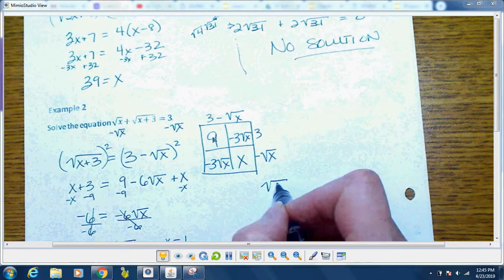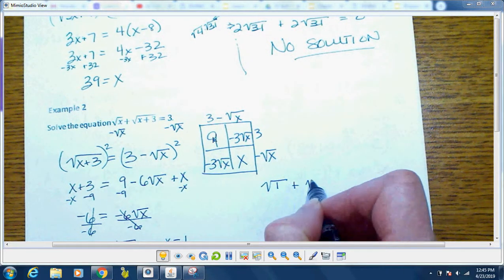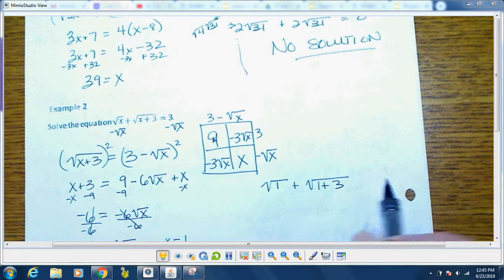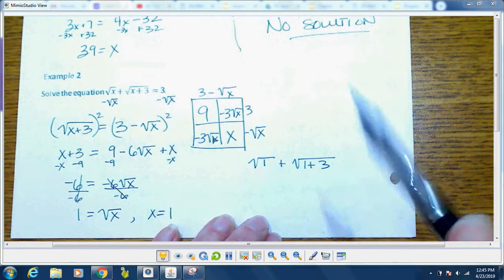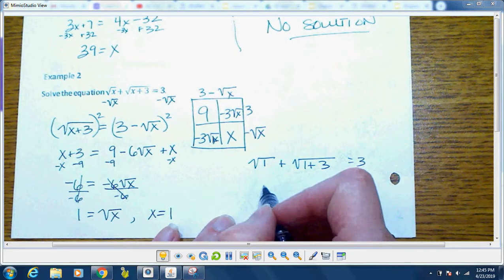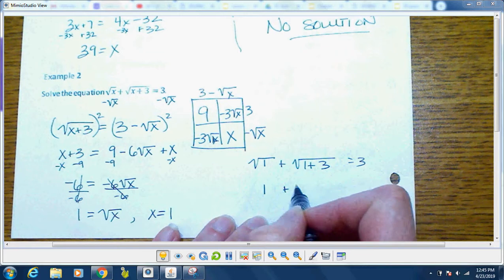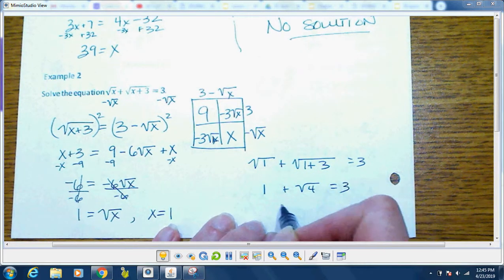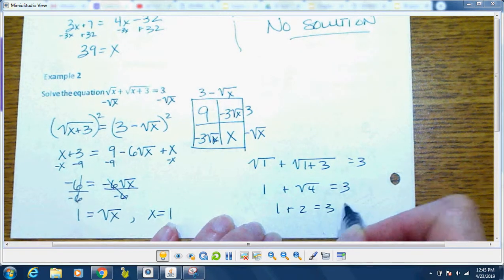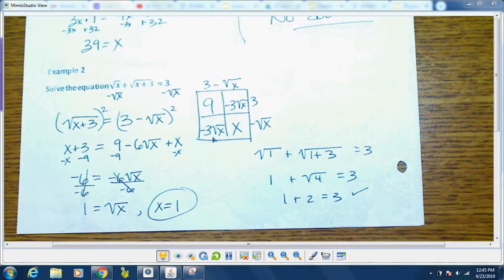I'm going to plug that in and see if it works. Is the square root of 1 plus the square root of 1 plus 3, I'm looking at my original equation here, equal to 3? The square root of 1 is 1. This is the square root of 4. That works. So that's a good solution. All right, we're going to stop for now.